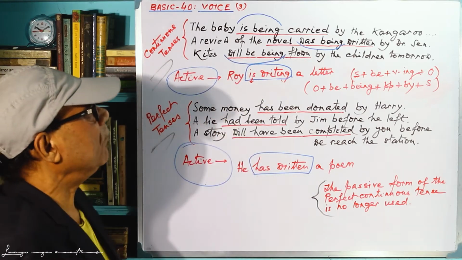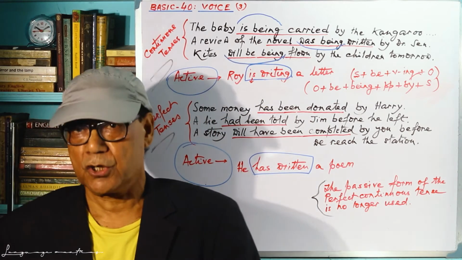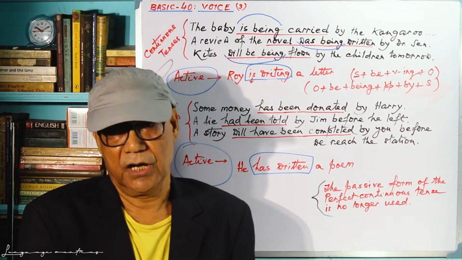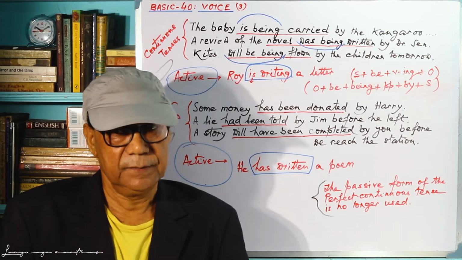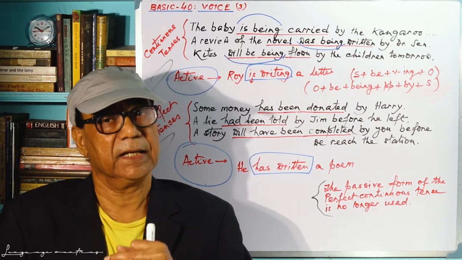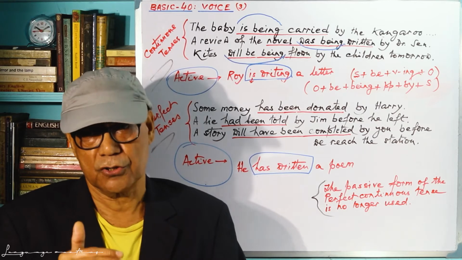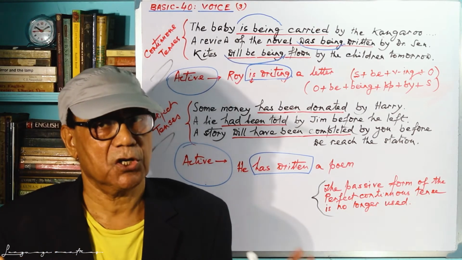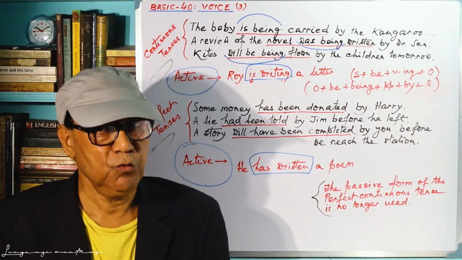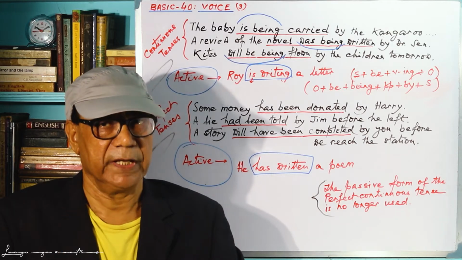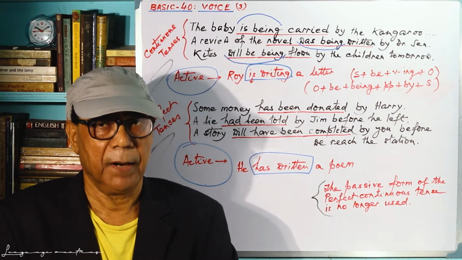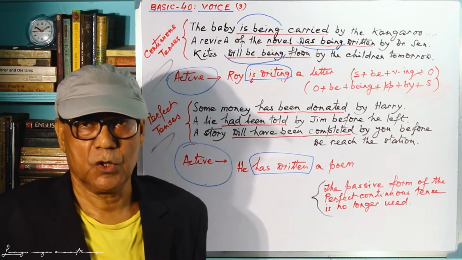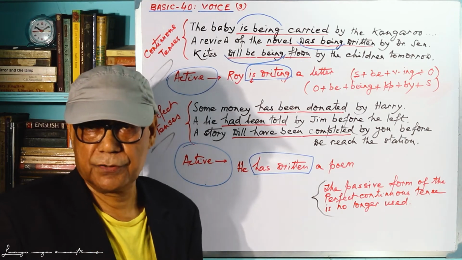A review of the novel was being written by Dr. Sen. This is passive voice. A review of the novel was being written by Dr. Sen. This is past continuous tense. A review of the novel was being written by Dr. Sen. What will be the active voice?